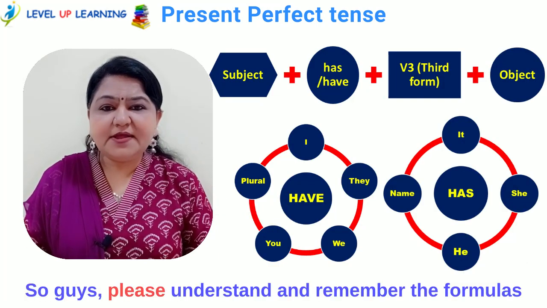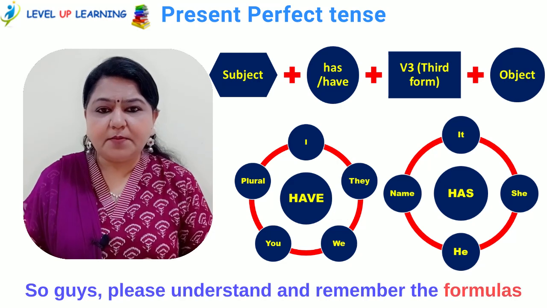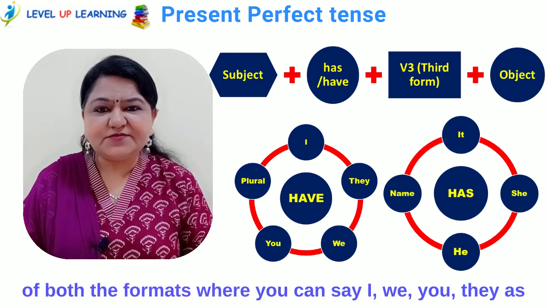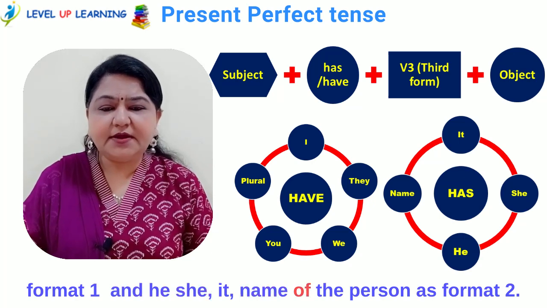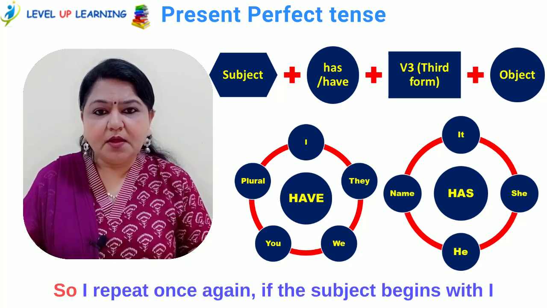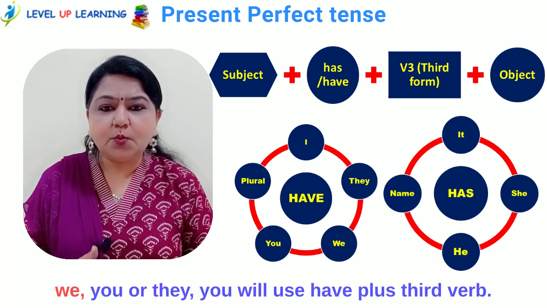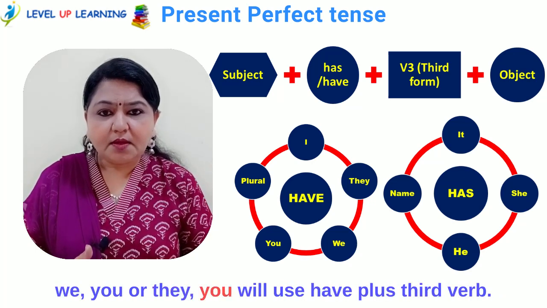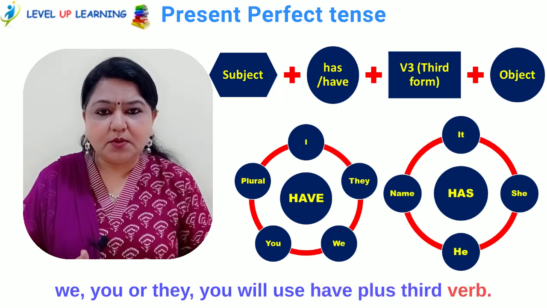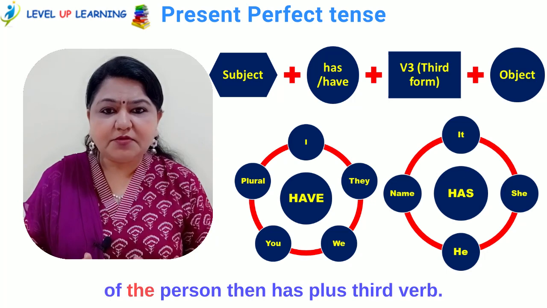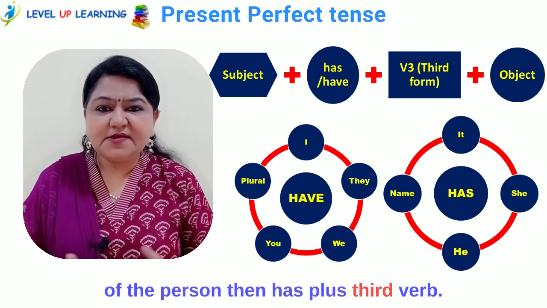So guys, please understand and remember the formulas of both the formats, where you can say I, we, you, they as format 1 and he, she, it, name of the person as format 2. So I repeat once again, if the subject begins with I, we, you or they, you will use have plus third verb, and if the subject is he, she, it, name of the person, then has plus third verb.